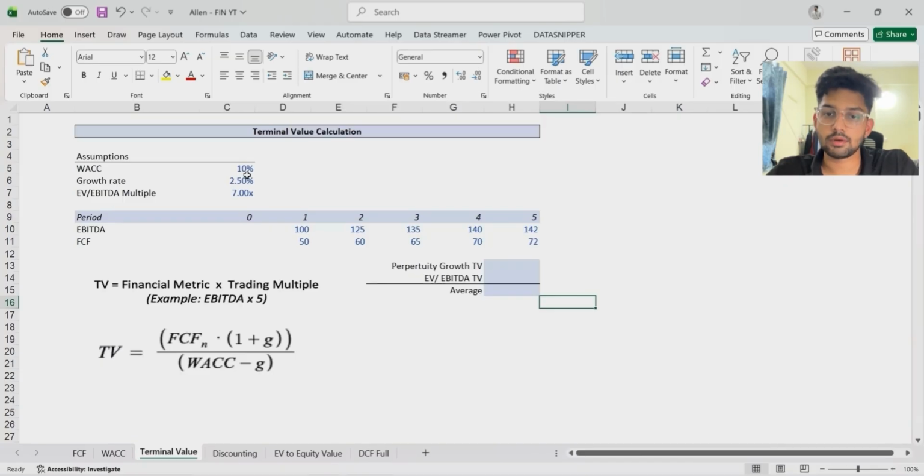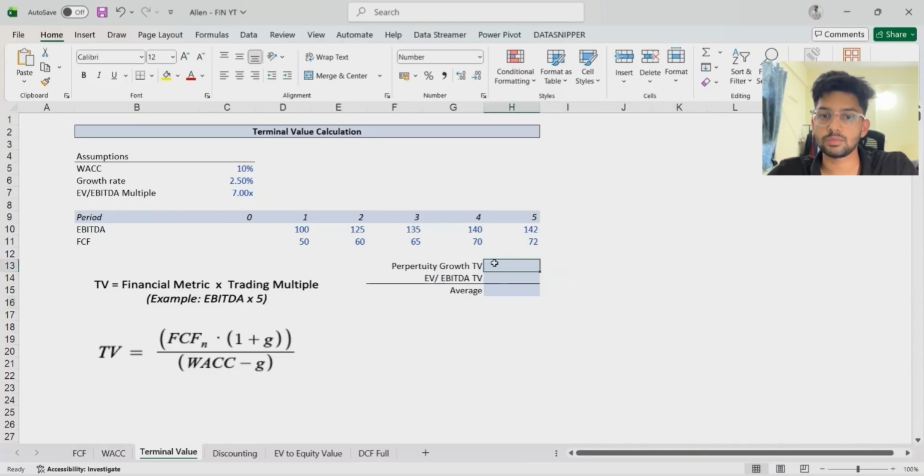Now the reason terminal value is required is because we cannot forecast cash flows indefinitely. Typically we forecast for about 5 to 10 years, but a company continues to operate beyond that period. So we need a way to estimate the value of all future cash flows beyond our forecast horizon. This is what we call terminal value, and in most DCF models, this actually contributes a significant portion of the total valuation. Now there are two commonly used methods. The first method is the perpetuity growth method.